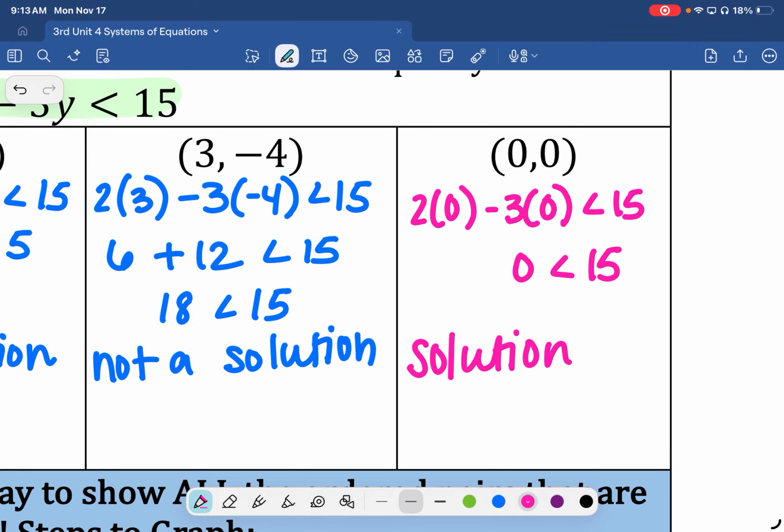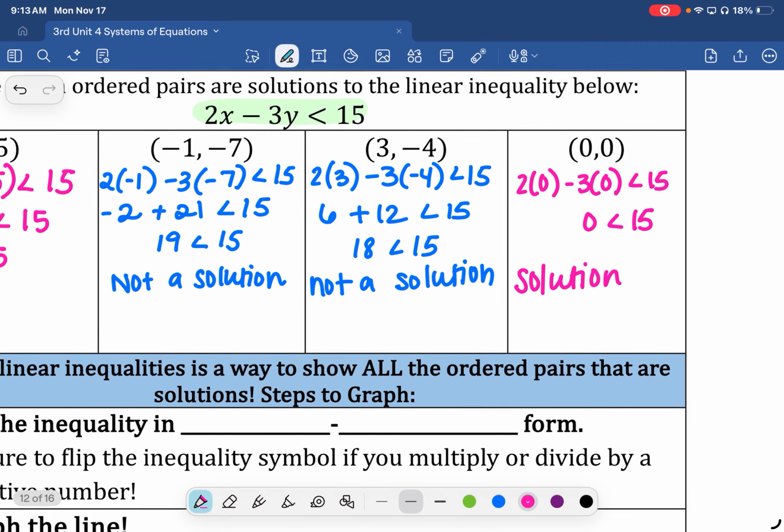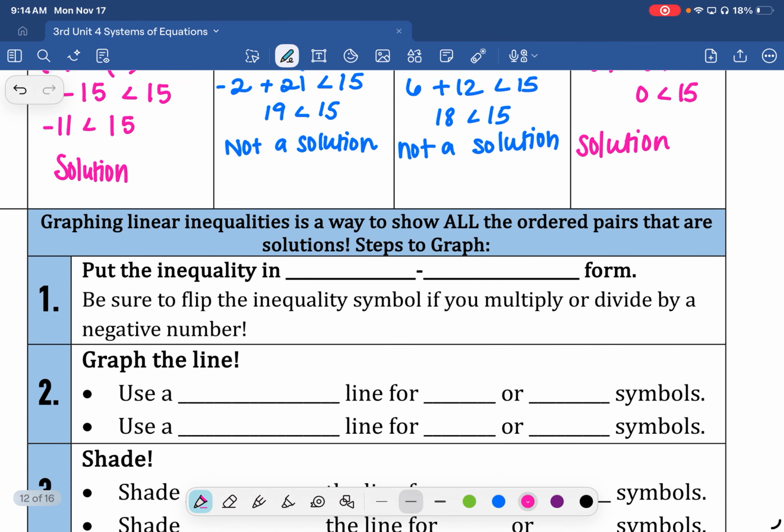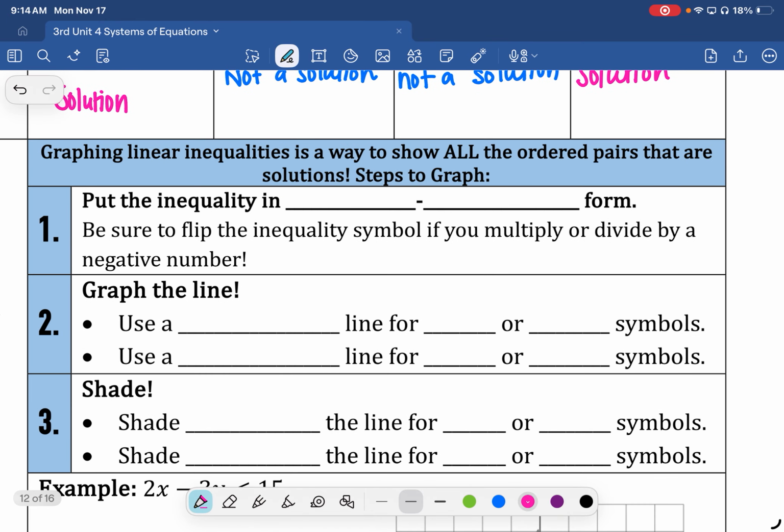Okay. So now we're going to look at how to graph a linear inequality. Graphing linear inequalities is the best way to see all of the solutions. So we're going to talk about the steps to graph. First, we have to put the inequality into slope-intercept form. What is slope-intercept form? y equals mx plus b.